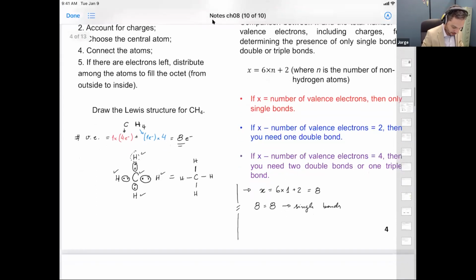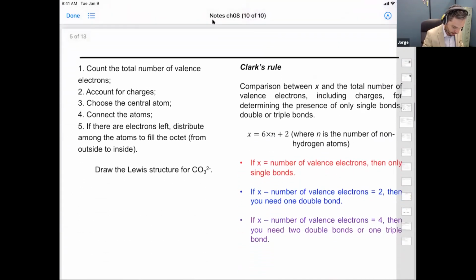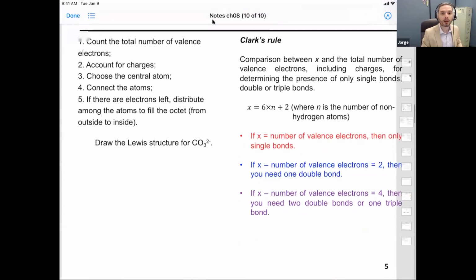Okay, so let's move on now to a slightly more complex example. So when we have the CO3 2-, so that's the ion carbonate. And the goal here is to draw the Lewis structure for this anion, okay? So we have carbon and oxygen, therefore this is a covalent compound. Electrons are being shared to fill up the octet for all the elements in the structure.